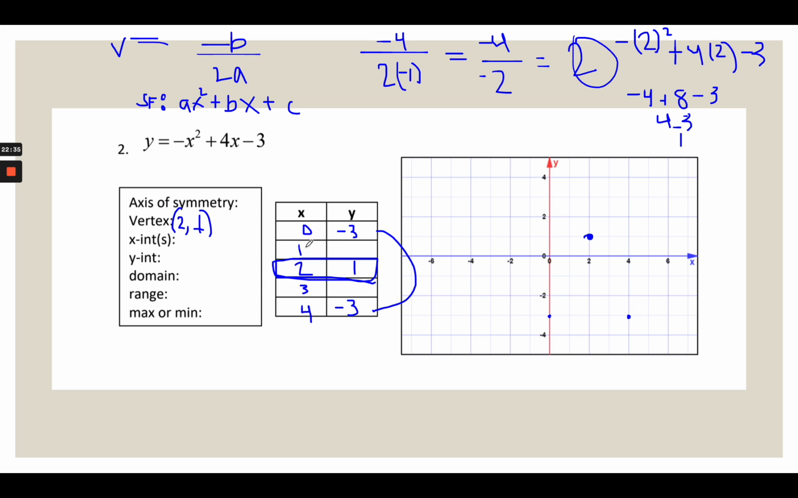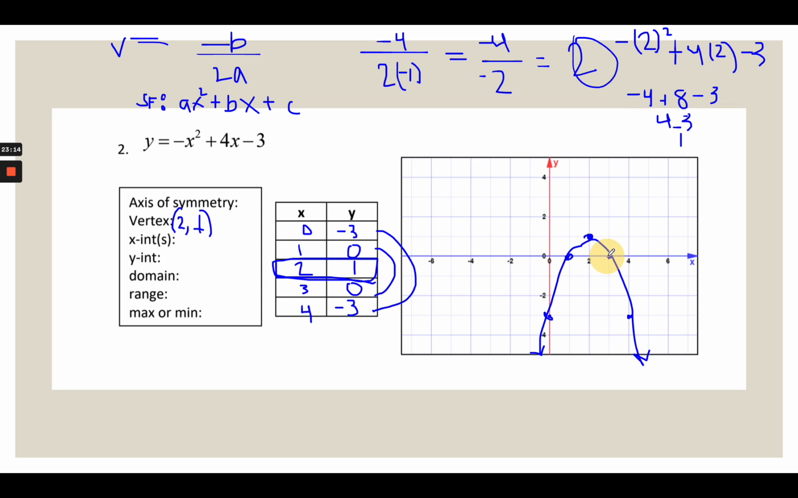Okay, now let's plug in 1. 1 squared is 1, -1 plus 4 times 1 is 4. So -1 plus 4 is 3, 3 minus 3 is 0, so this is 0. And remember, these two are symmetrical, so we're going to put in 0 there. So we get 1, 0 and 3, 0. And then we connect our parabola. And we have our points.